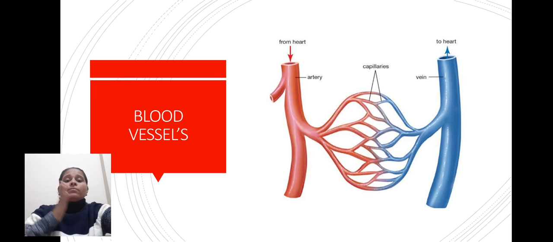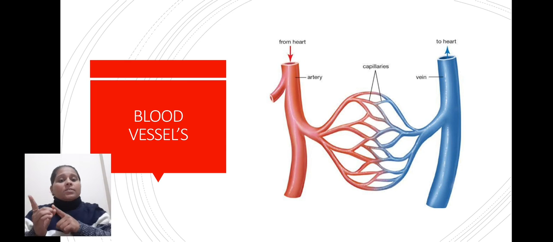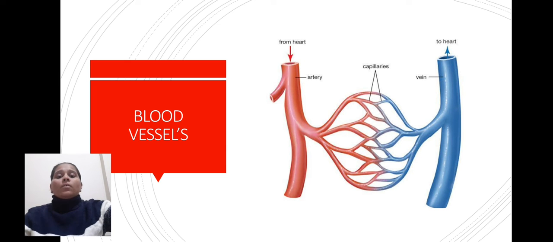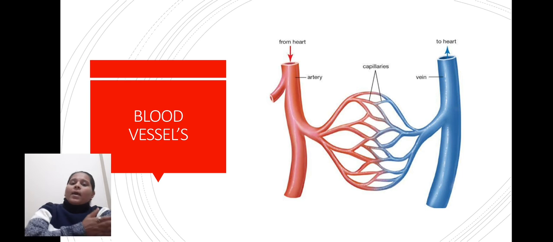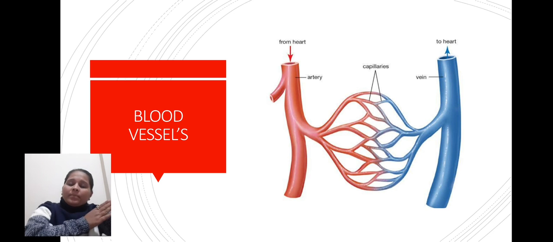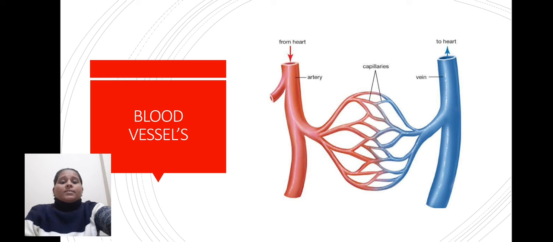These are thin-walled blood vessels which carry deoxygenated blood from different organs to the heart. Pulmonary veins are an exception because they carry oxygenated blood from the lungs to the heart. Valves are present in veins to prevent backflow. In the heart, two valves are present: the tricuspid valve and the bicuspid valve. The tricuspid valve is present on the right side and the bicuspid valve is present on the left side. Okay, this is the difference.